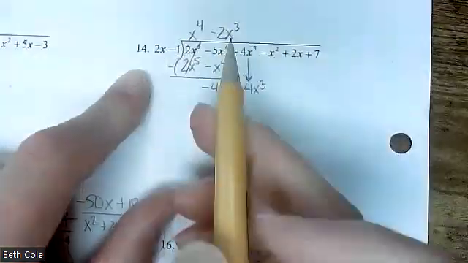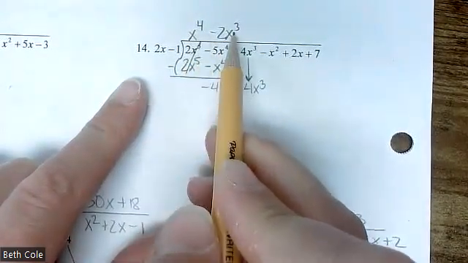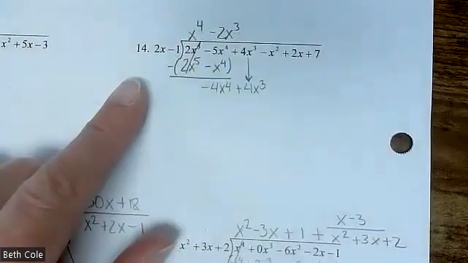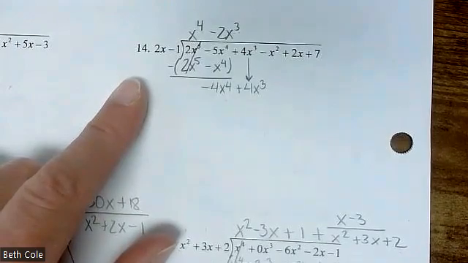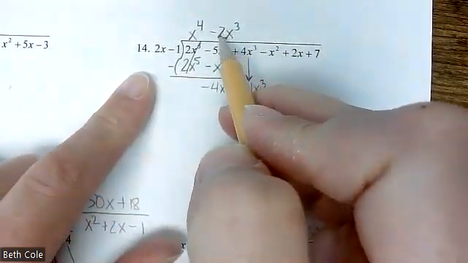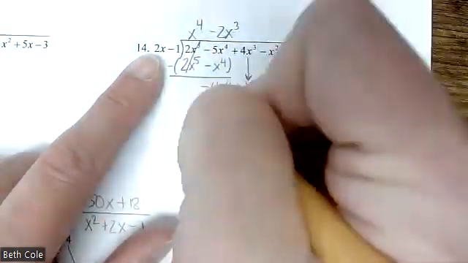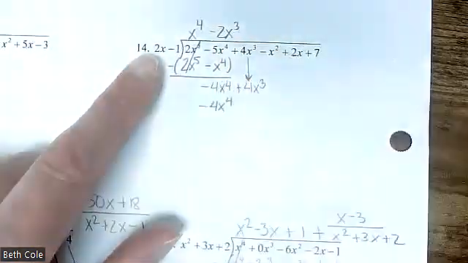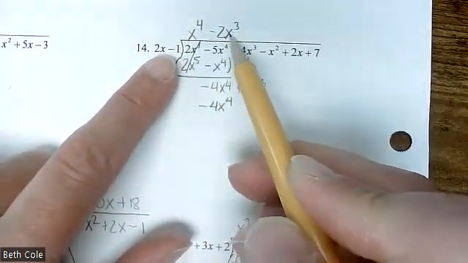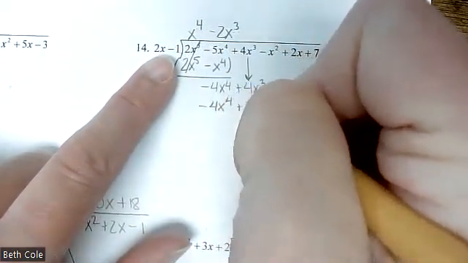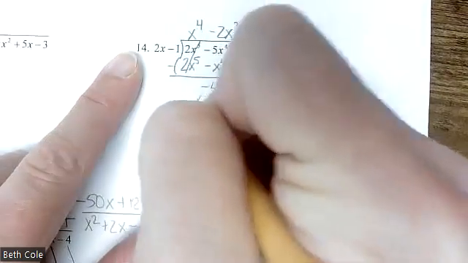And have you guys noticed that this is like your countdown? Like if this is to the 4th, the next one's going to be to the 3rd, to the 2nd, to the 1st, etc. All right, you're going to distribute that -2x cubed into here. That will give you -4x to the 4th. Oh my gosh, came out to the same thing. Isn't that crazy? And then plus 2x cubed. And then you're going to subtract.